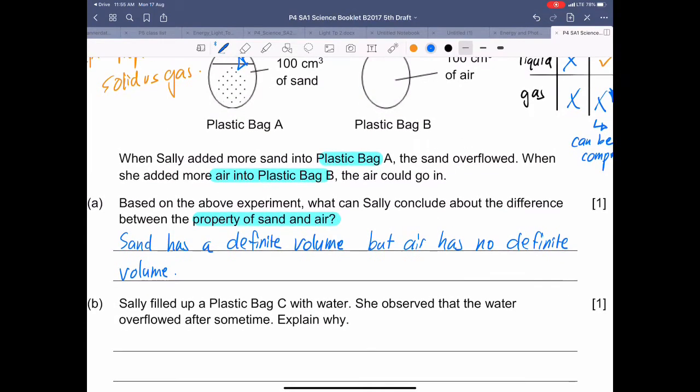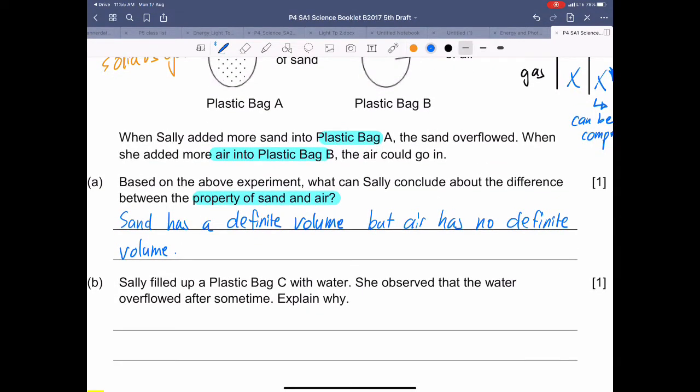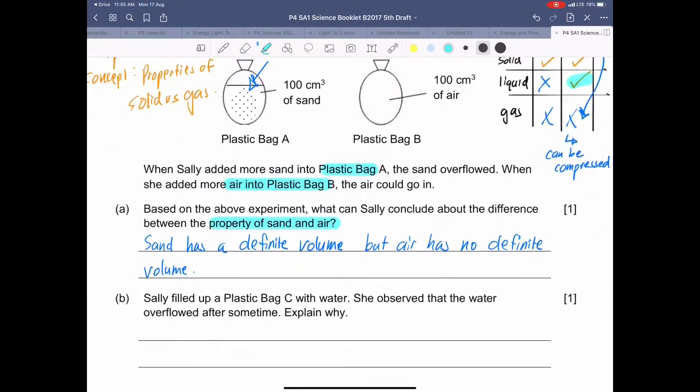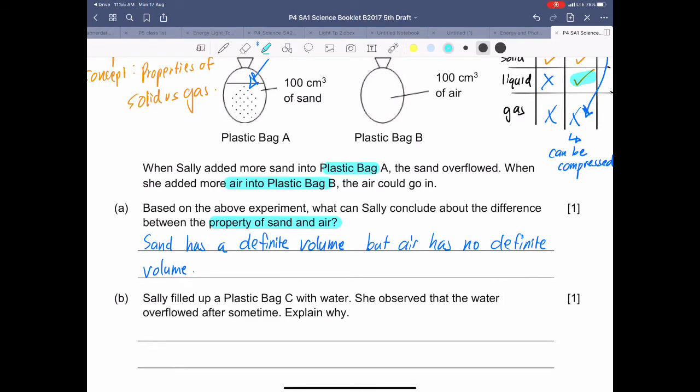In the next question, they said that Sally then filled up plastic bag C with water. She observed that water overflowed sometime. Explain why. Very simple. Because water has a definite volume according to your chart. If you see here, it has a definite volume. You will know that it cannot be compressed. So because of that, it will eventually overflow. So you have to say water has a definite volume. Okay, very simple.